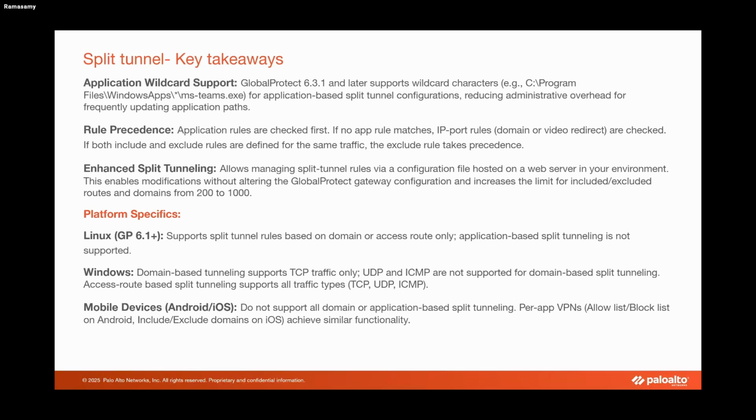And then moving on to Linux, the GlobalProtect application-based split tunnel is not supported. It supports only rule-based, or the domain or access route. For Windows, domain-based split tunneling supports only TCP traffic. UDP and ICMP are not supported. Access route-based split tunneling supports all types of traffic: TCP, UDP, ICMP. And in mobile devices, both Android and iOS do not support domain name or application-based split tunneling. You can make use of the per-app VPN to achieve similar functionality.